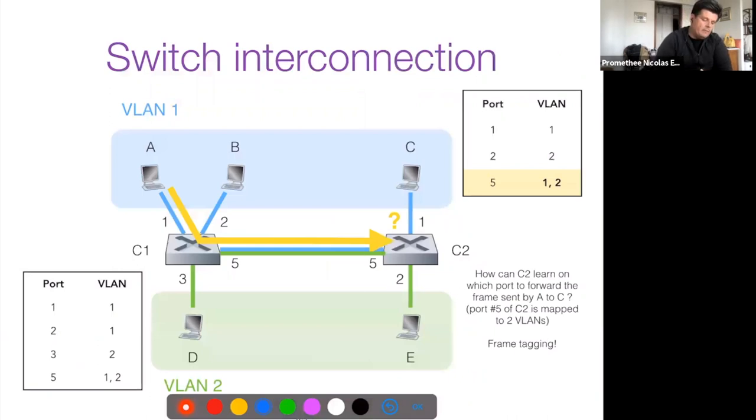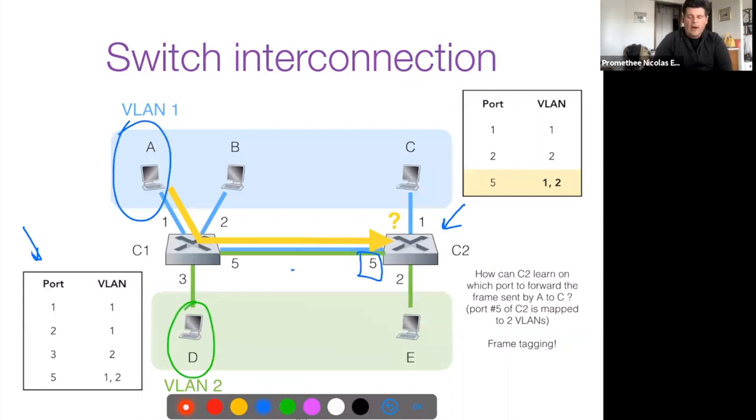So let's say I have this table here, right? And let's say at some point this table is indicating that on port 5, I can receive traffic coming from two VLANs. It may come from this one, it may come from this one. So it means that when I receive the frame, this port can be associated to VLAN 1 or VLAN 2. And so we have a problem because now you have two possible values. So how can I basically separate the frames?